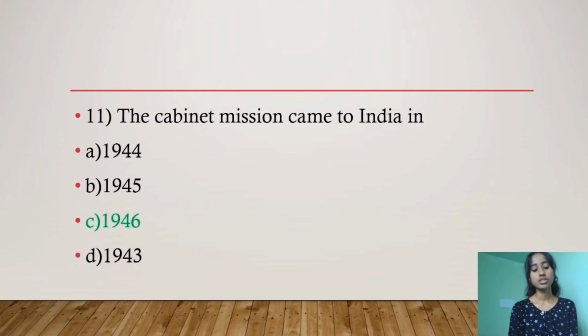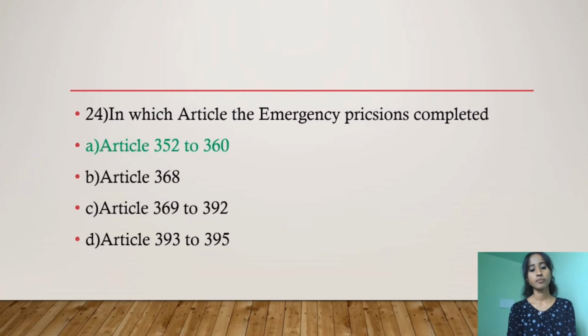11th question, the Cabinet Mission came to India in option A 1944, option B 1945, option C 1946, and option D 1943. And the answer is 1946.